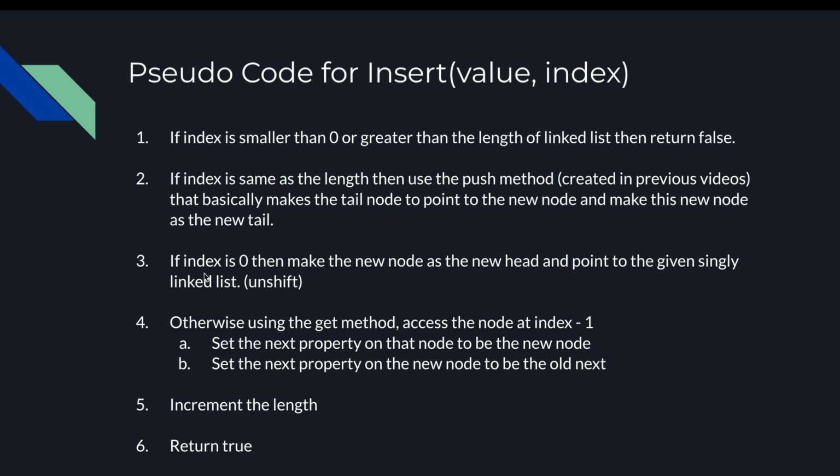Next step is, if index is 0, then make the new node as the new head, and this new head will point to the given singly linked list. Now this process is also called unshift. You must have seen this in arrays, where you add new element at 0th index. Same thing we will implement in our linked list. Let's implement this unshift method first, and then we will use it.